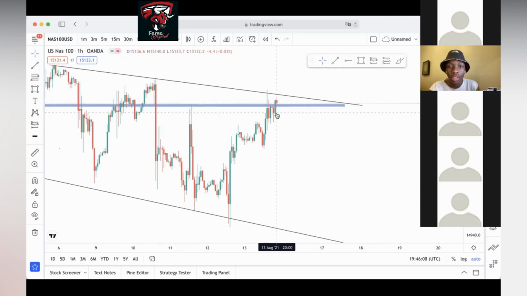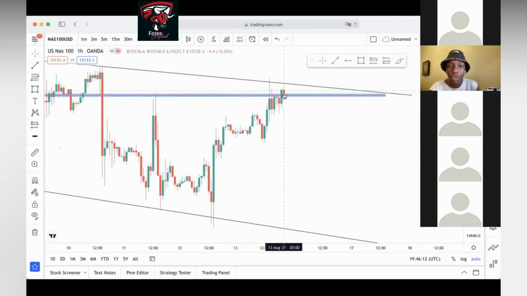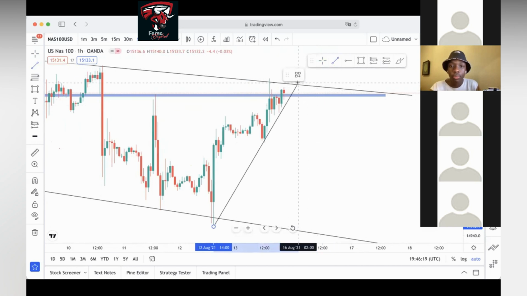This H1 candle is very, very bullish, right? You can see we're actually retesting this zone. However, you can see that we do have lows here to connect an upward trend line. I forgot to click it. Hold on.